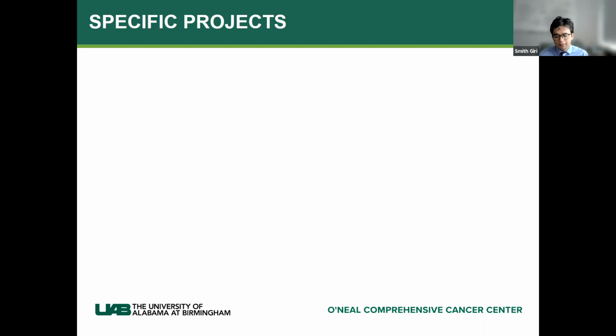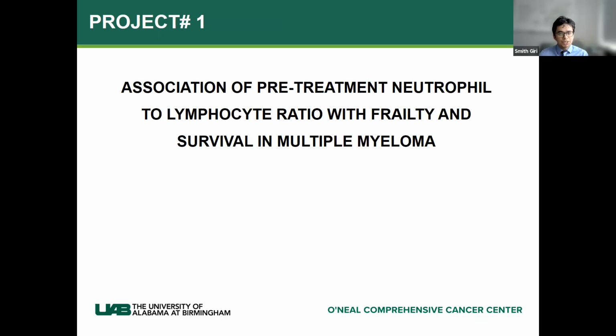Now I'm going to talk a little bit about some of the projects that we've done utilizing the Flatiron database. Project number 1. The title of the project is Association of Pretreatment Neutrophil to Lymphocyte Ratio with Frailty and Survival in Multiple Myeloma. Why did we do this research?